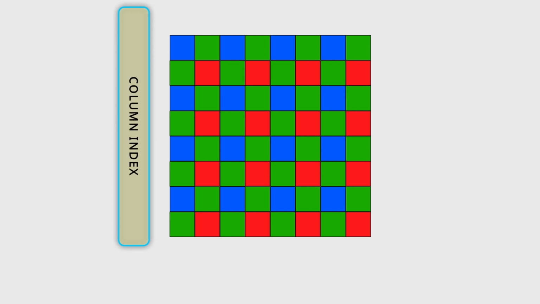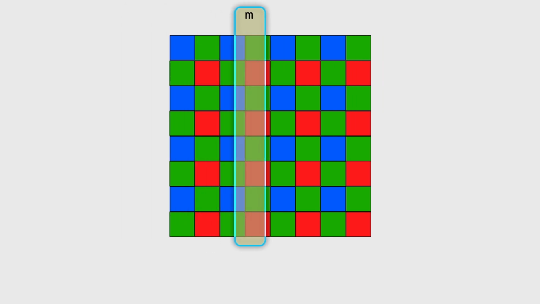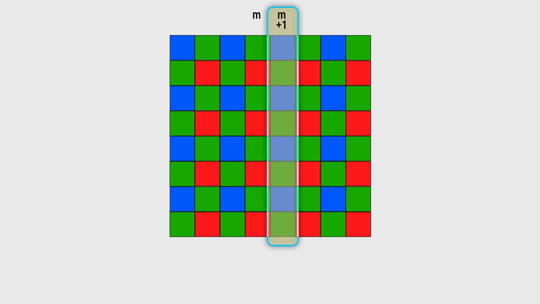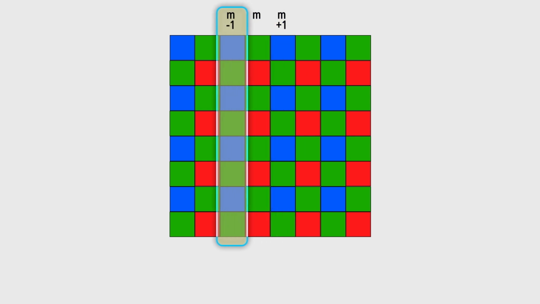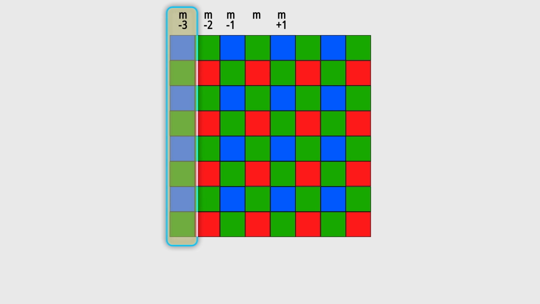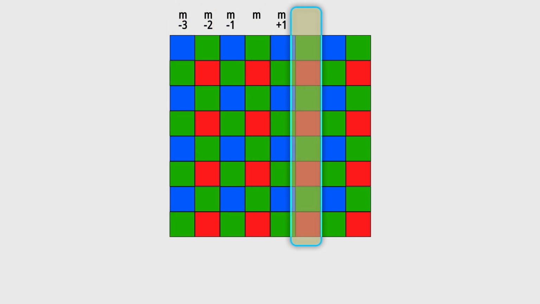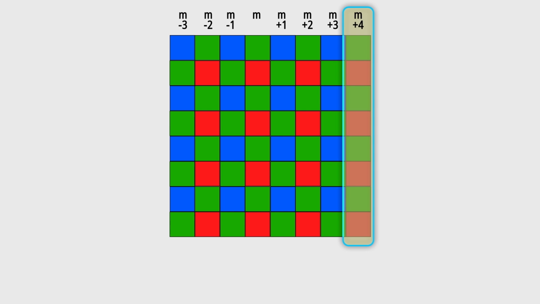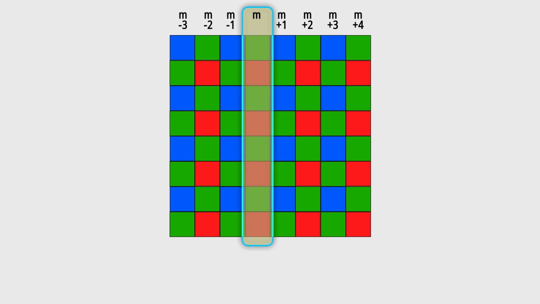Say we index each column with the letter M. If this is column M, the one after that will be column M plus 1, and the one before that will be M minus 1, and the one before that M minus 2, and M minus 3 for the one before. And so the one after M plus 1 will be M plus 2, and the one after will be M plus 3, and M plus 4 for the one after, similar to door numbers of houses on a street. So in this column, every cell is a member of column M.